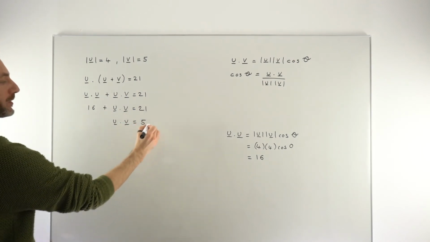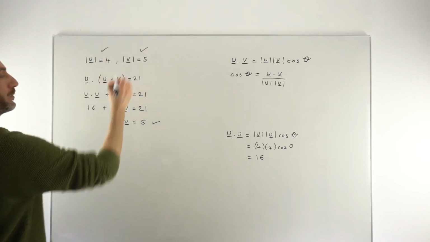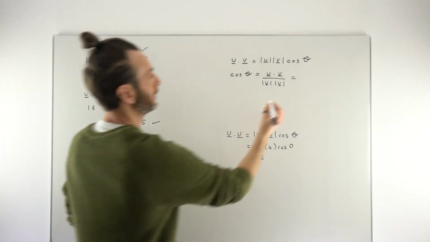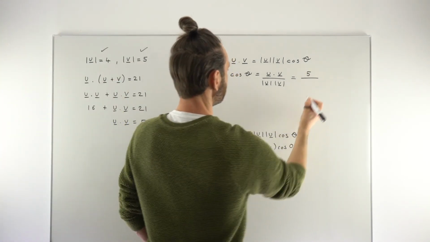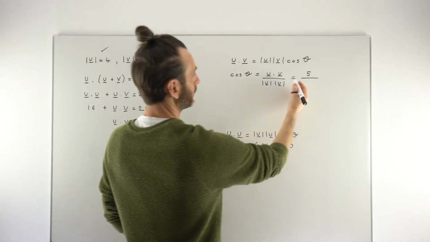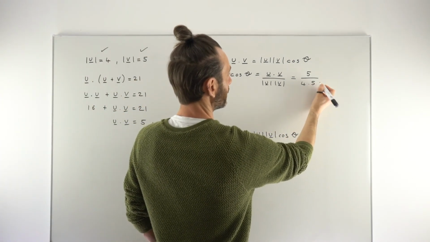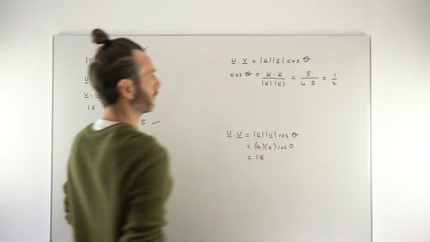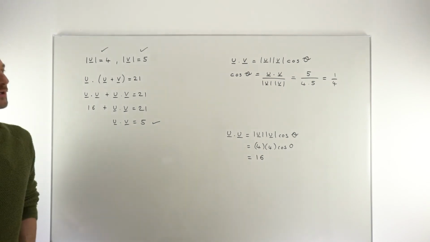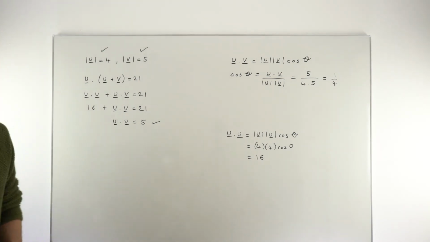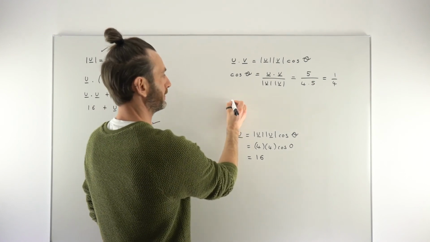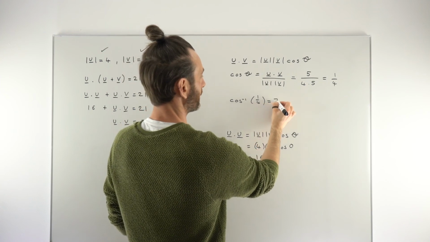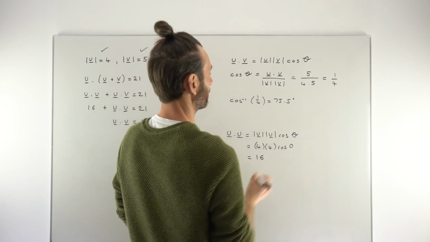So now we've got this part, and we've got these parts, which is everything we need to plug into our equation. So this here is going to be u dot v, which is 5, divided by 4 times 5. And those 5s would just cancel, just leaving you with 1 over 4. So we're almost there. Now we just need to take the inverse. If you take the inverse, that comes out to be 75.5 degrees. So cosine inverse of 1/4 equals 75.5 degrees. And that is the answer.